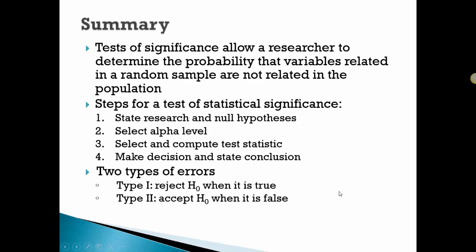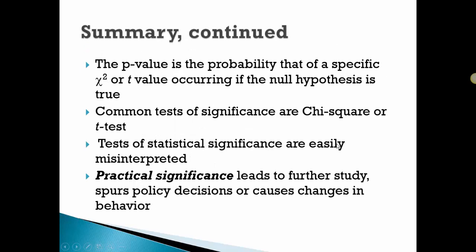And as a summary of what we covered in this chapter, we talked about tests of significance. We talked about type 1 and type 2 errors. We talked about a t-test. We talked about a chi-square, and we had 4 steps for our test of significance. And then again, the p-value is the probability of a specific chi-square or t-value occurring if in fact the null hypothesis is true. Again, tests of statistical significance can be easily misinterpreted, and remember that practical significance should lead to further study. One significance test on its own is probably not going to lead to a policy change.